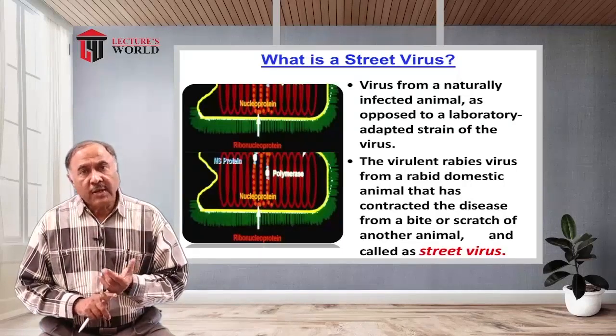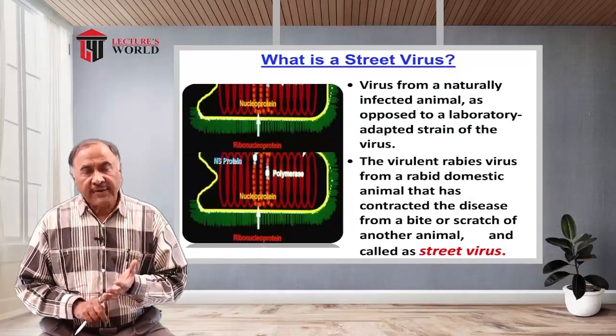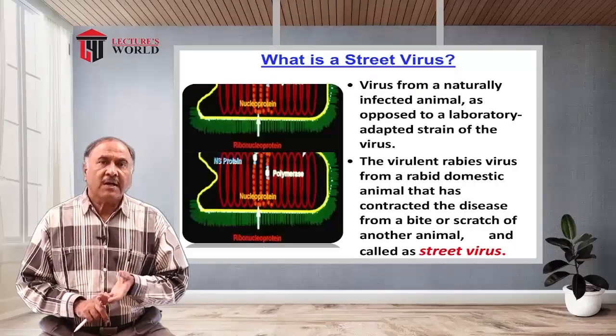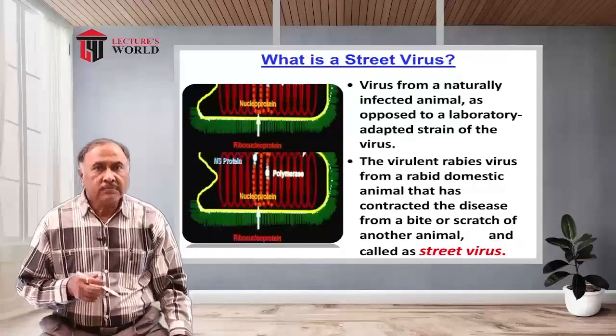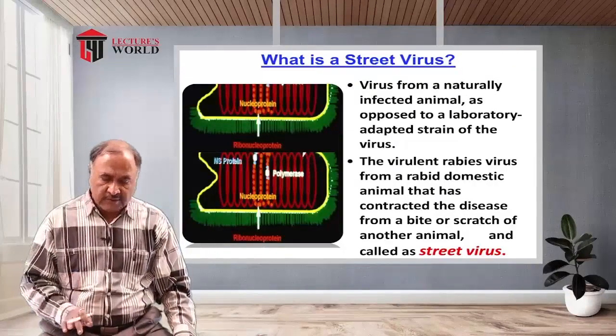So street viruses are virulent strains, while the fixed viruses are attenuated strains, and the vaccine is normally made from fixed viruses.